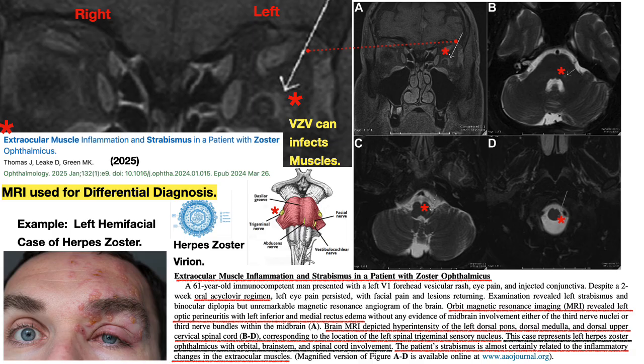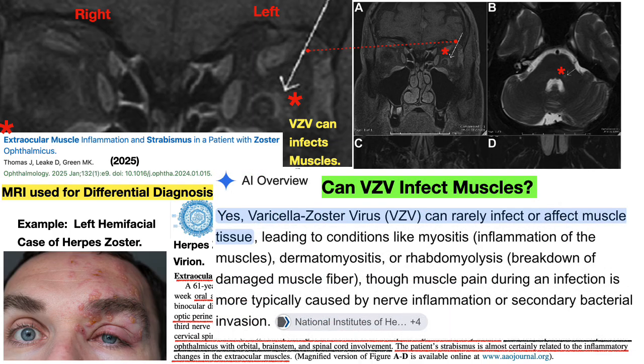Reading from the legend of this MRI, orbit magnetic resonance imaging revealed left optic perineuritis with left inferior and medial rectus edema, without any evidence of midbrain involvement, either of the third nerve nuclei or third nerve bundles within the midbrain. The patient's strabismus is also almost certainly related to the inflammatory changes in the extraocular muscles. Can VZV infect muscles? Yes, rarely.